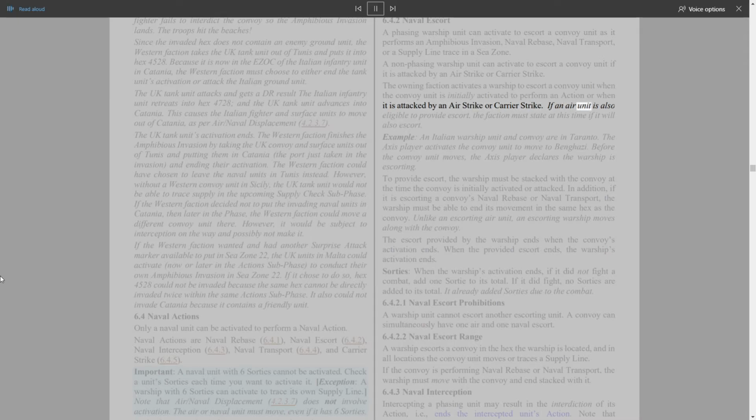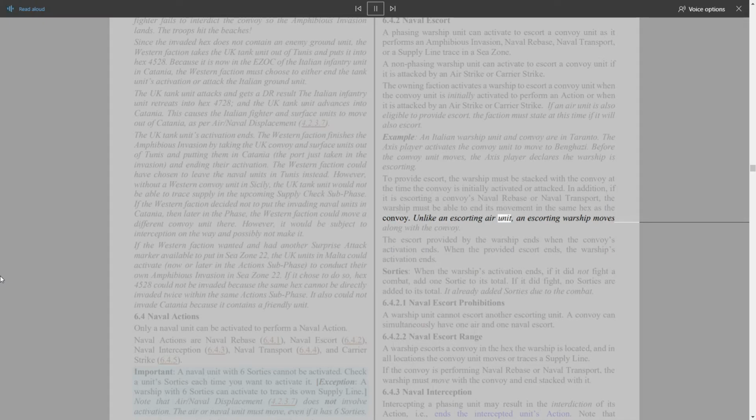If an air unit is also eligible to provide escort, the faction must state at this time if it will also escort. Example: an Italian warship unit and convoy are in Taranto. The Axis player activates the convoy unit to move to Benghazi. Before the convoy unit moves, the Axis player declares the warship is escorting. To provide escort, the warship must be stacked with the convoy at the time the convoy is initially activated or attacked. In addition, if it is escorting a convoy's naval rebase or naval transport, the warship must be able to end its movement in the same hex as the convoy.